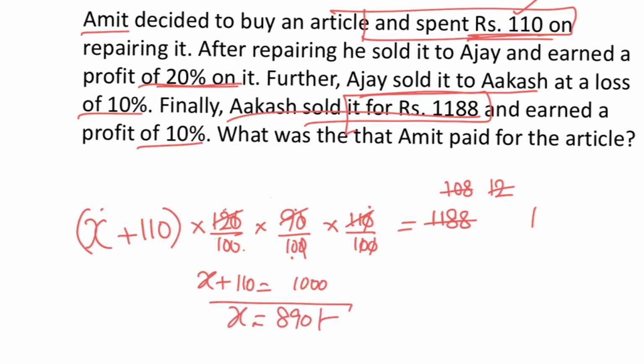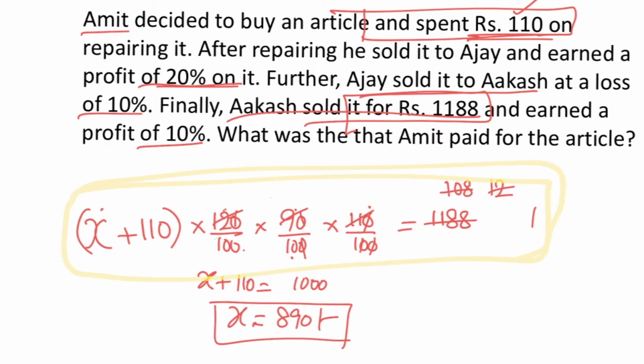So Amit purchased at how many rupees? 890 rupees. See, whenever the same price is transferred between a certain number of people, more than 2 people, there is no need to use multiple conditions. We can solve using one condition. So here we used only one condition. Whenever multiple transactions are done on the same object, you can apply profits and losses directly.